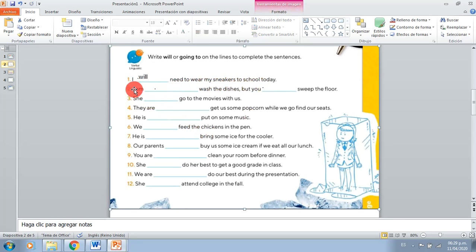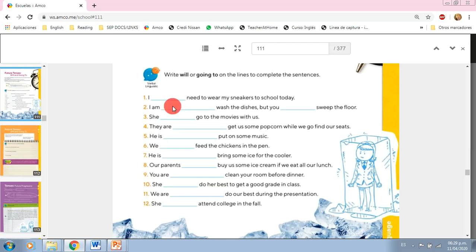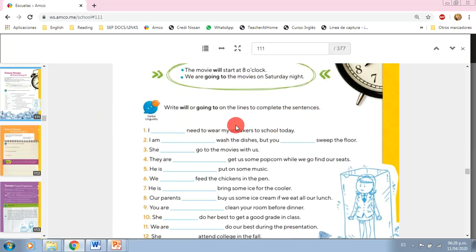Okay? The second. We have the am here, so what do you think we need to use? Exactly, going to. That's also a clue. Going to wash the dishes. But you, the other one, will sweep the floor. Be very careful and pay attention, because when you see the verb to be, it means that you have to use going to, okay? Very attentive. Okay, that is the first activity. When you finish, write the date and send me the picture.